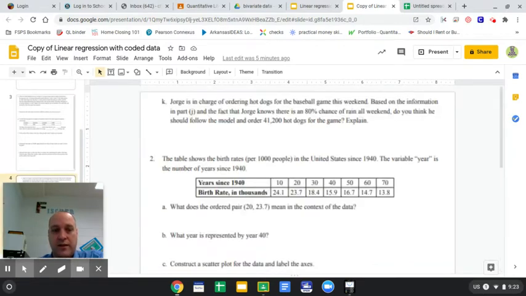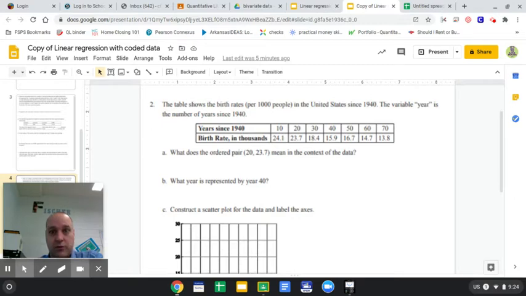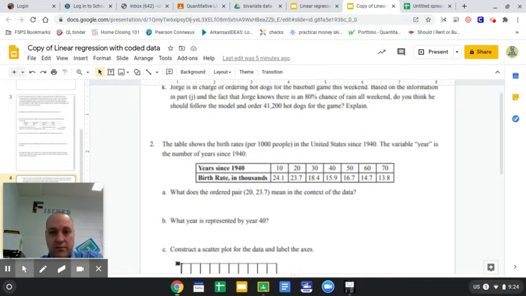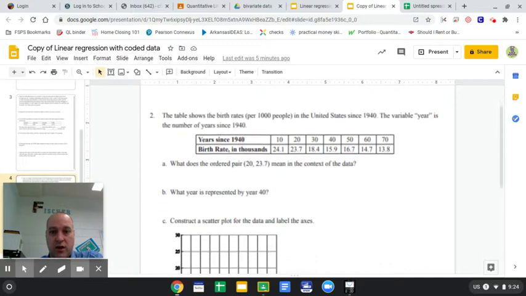Okay, so right here, Jorge is in charge of ordering hot dogs for the baseball game this weekend. Based on the information in Part J and the fact that Jorge knows there's an 80% chance of rain, do you think he should follow the model and order 41,200 hot dogs for the game? I'm going to say no, because not as many people will be at the game, even if they had advance tickets. So that's what you write and explain, because rain's going to make it to where not as many people show up.